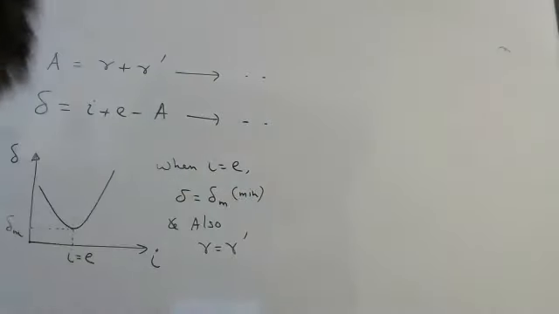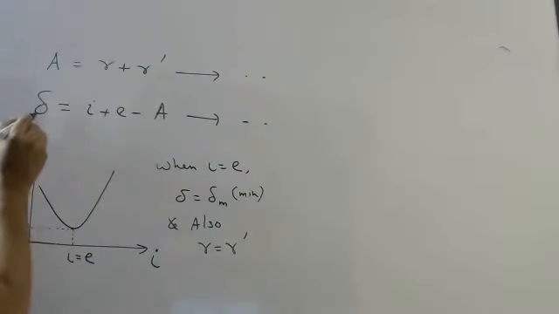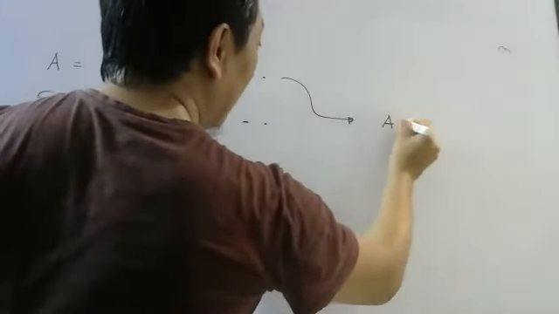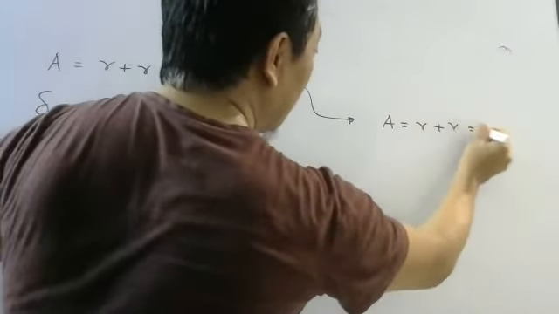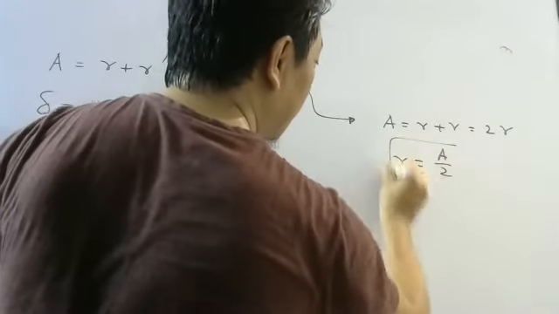So you need to remember, students, that when angle I is equal to angle E, your deviation is minimum and your R is equal to R dash. So this first equation becomes what? A will be R plus R, which will be 2R. So R will be A by 2.